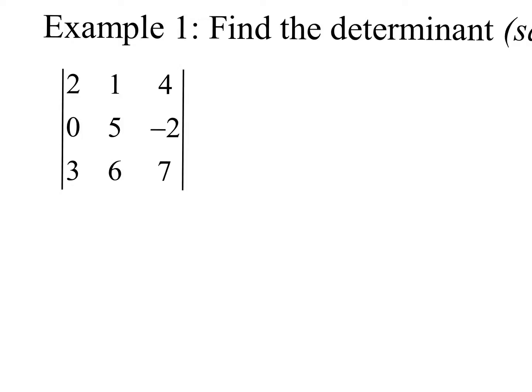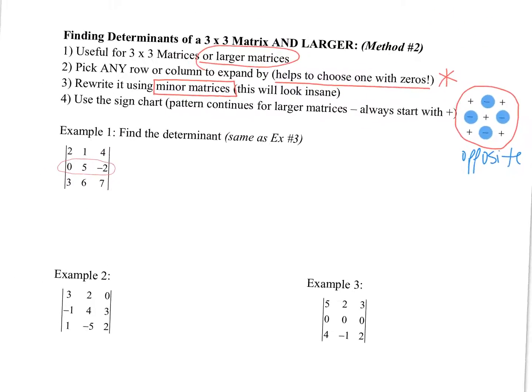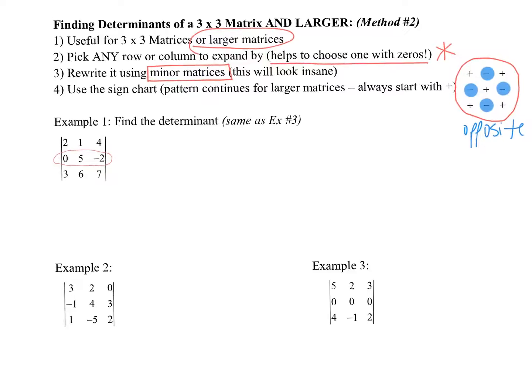So it doesn't matter if I use the column or the row. I'm going to use this just because I want to. It has a 0 in it. And so this plus minus chart over here, when I choose my row or my matrix to expand, which I'll explain what that means in a second, what I have to do is think about this plus minus chart. So the top left entry is always a plus, and then the signs alternate as you go through the matrix.